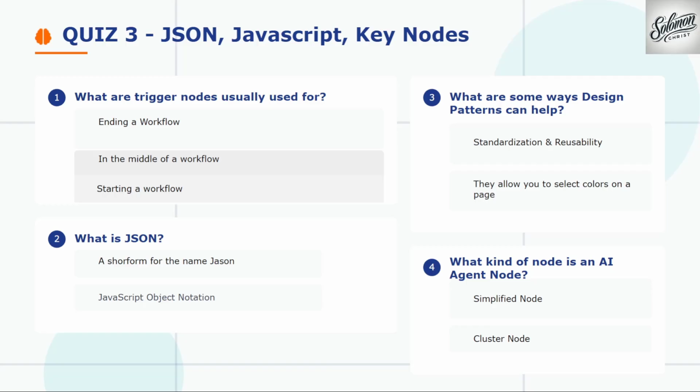Number 3, what are some ways design patterns can help? Is it standardization and reusability? Or is it that they allow you to select colors on a page? If you chose standardization and reusability, you're right. Number 4, what kind of node is an AI agent node? Is it a simplified node, or is it a cluster node? If you chose cluster node, you're right.